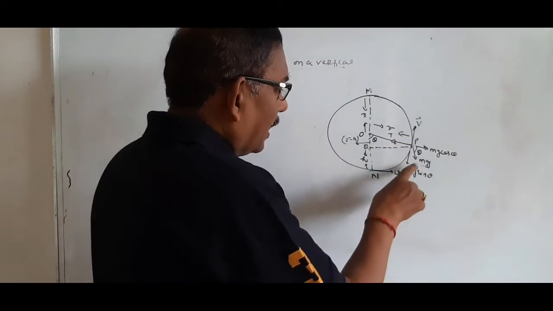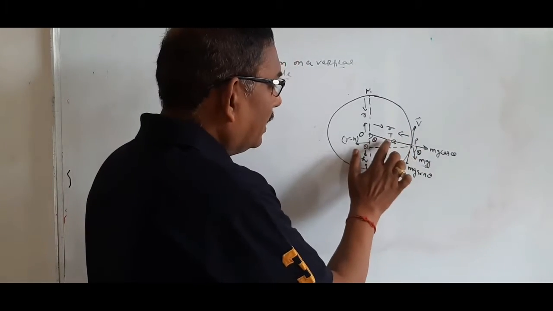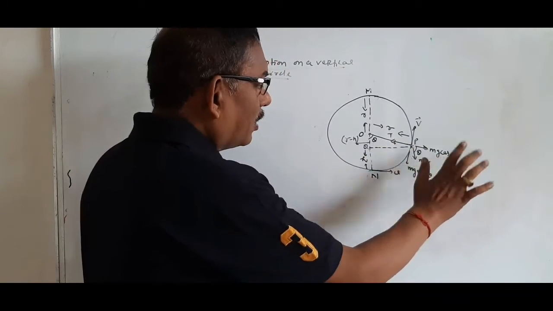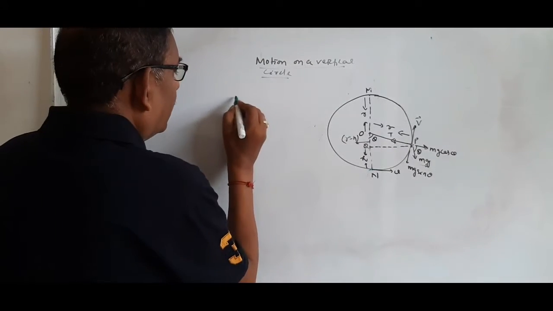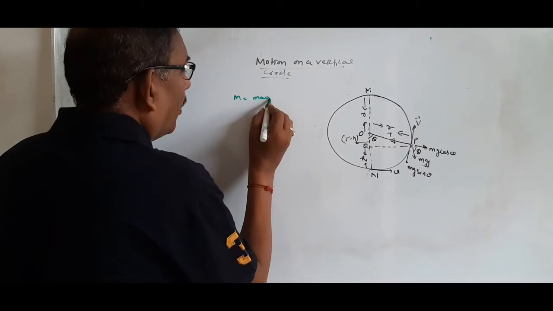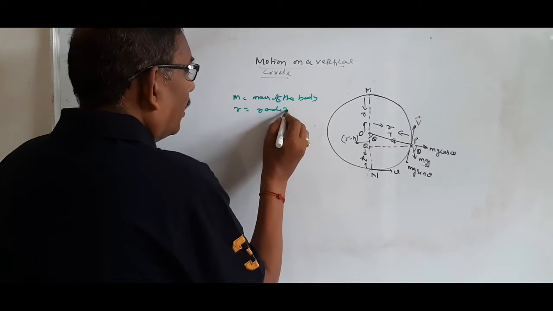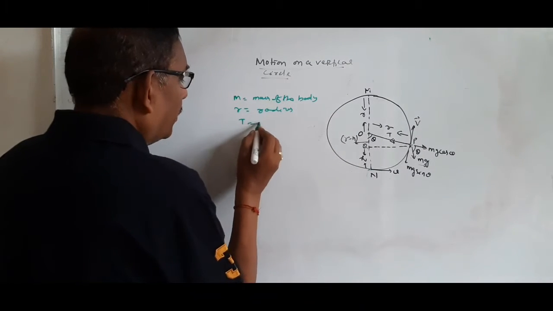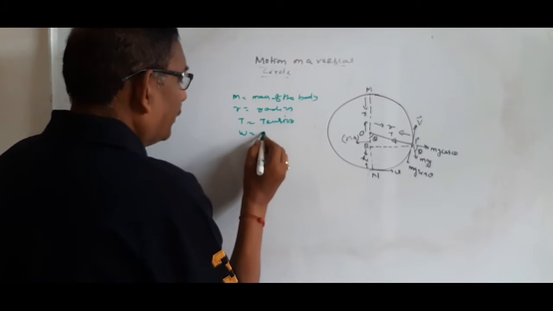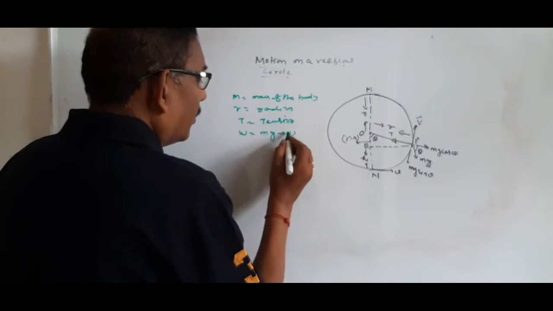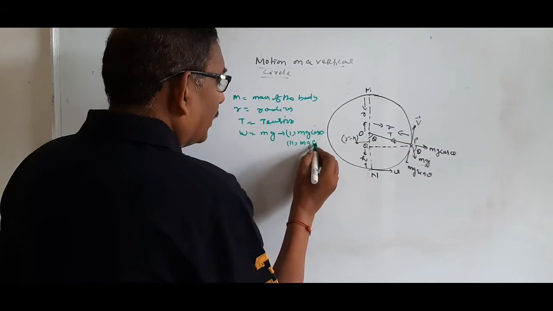At point P, the weight of the body, mg, is resolved into two components, mg cos theta and mg sin theta. The tension T acts in the opposite direction to mg cos theta. First write down m, the mass of the body, r, the radius, T, the tension of the string, then the weight mg, resolved into two components: mg cos theta and mg sin theta.